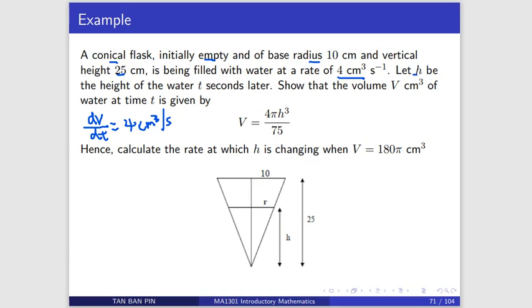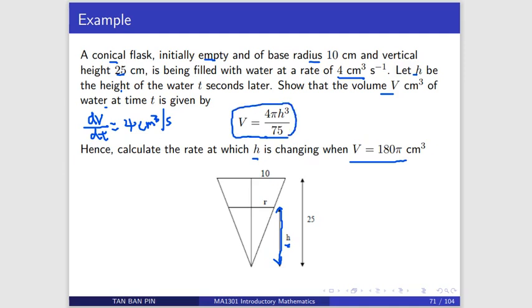Let h be the height of the water, here, t seconds later. You have to show the volume V of water at time t is given by this. And you have to calculate the rate at which h is changing when V is 180 pi cm cubed. So first you're supposed to show V is 4 pi h cubed over 75.